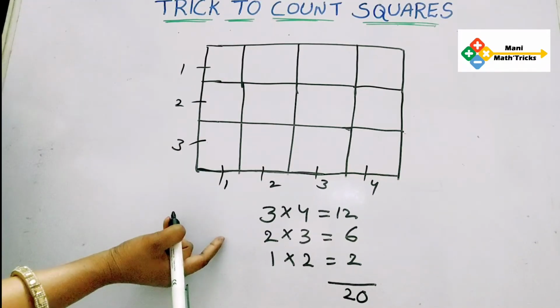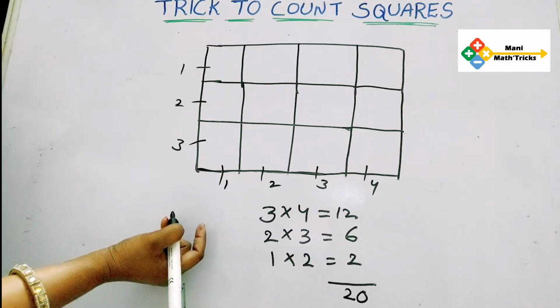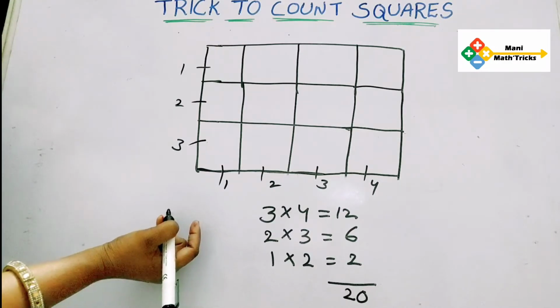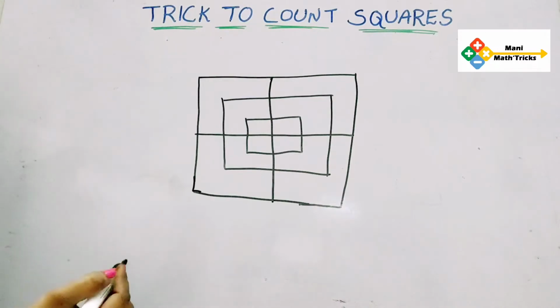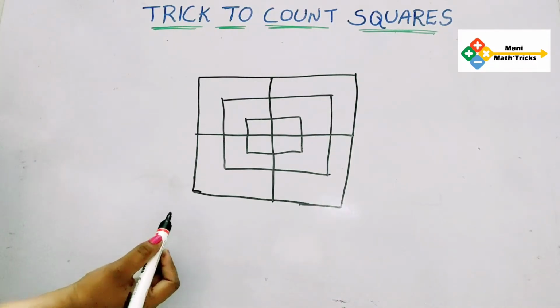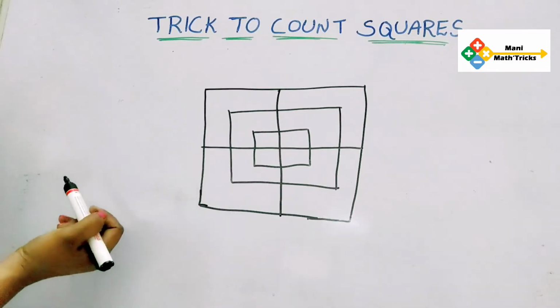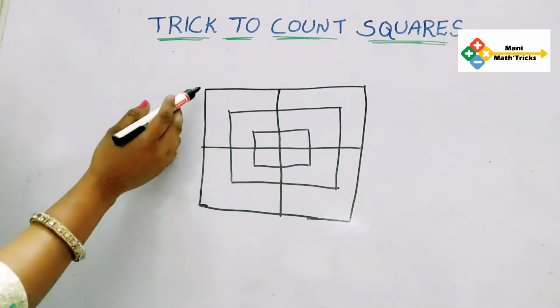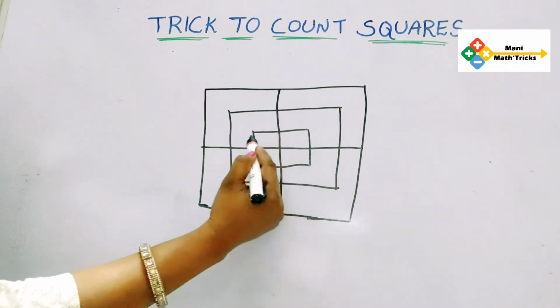In this way we can find the number of squares for a symmetric figure or a non-symmetric figure. Any figure we can find the number of squares. Now let us see the other model. Let us see how to find the number of squares for this figure. You have 3 figures in this: 1, 2 and 3.